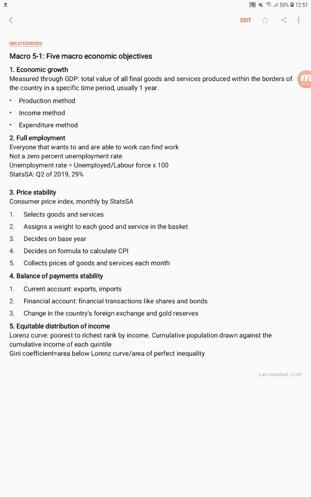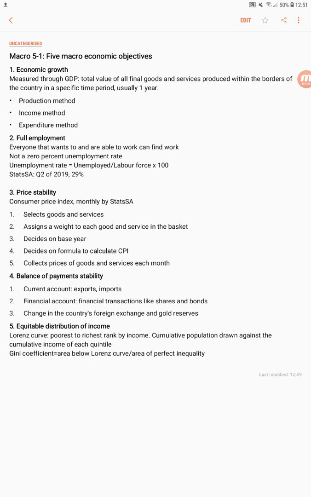Fourth is the balance of payment stability as a macroeconomic objective. The balance of payments is divided into the current account, which measures the value of imports and exports to the country. The second is the financial account, which tracks all financial transactions like selling of shares and bonds across borders. And the third is the change in the country's foreign exchange and gold reserves.